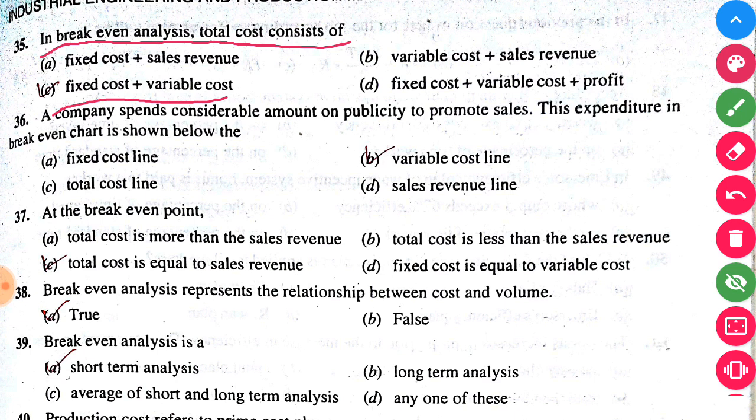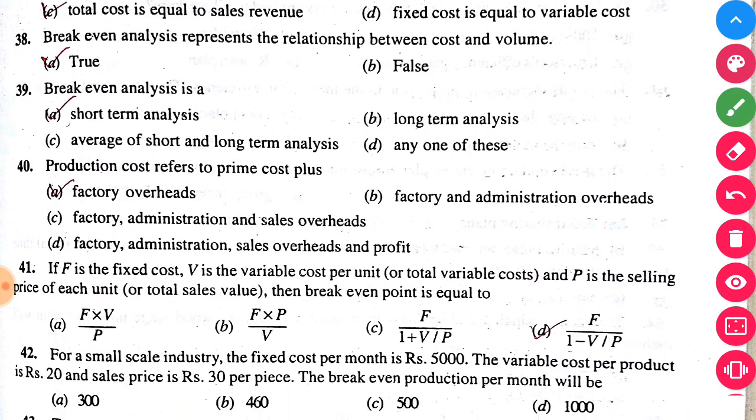The company spent a considerable amount on publicity to promote the sale. This expenditure in a break-even chart is shown below the variable cost line. At the break-even point, the total cost is equal to the sale revenue. Option C is the right answer.